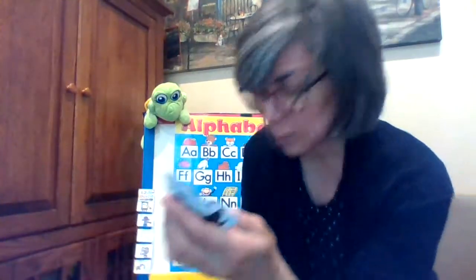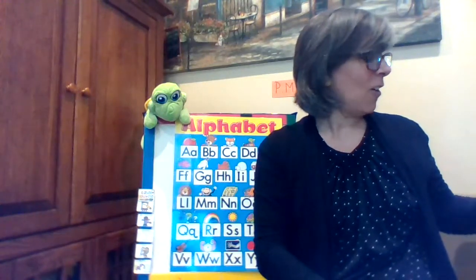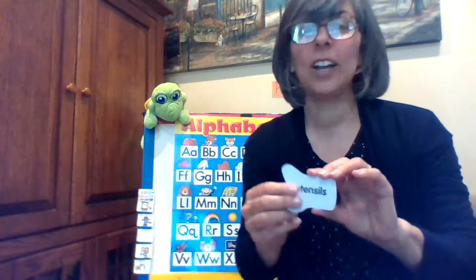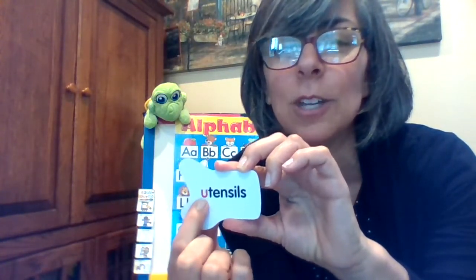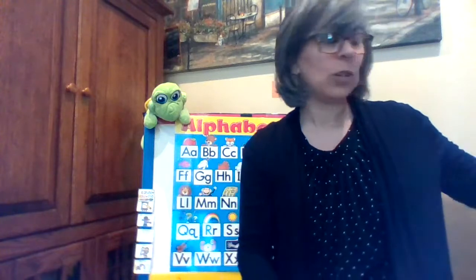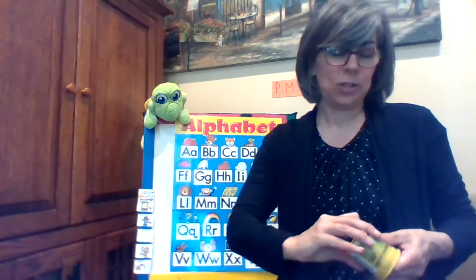Did anybody notice what letter all of those words started with? They all started with the letter U. See the red U? U. And if you want to make a U with Play-Doh, that would be a great thing to make. You just roll it out like a snake. Let me show you how to make a U with some Play-Doh.